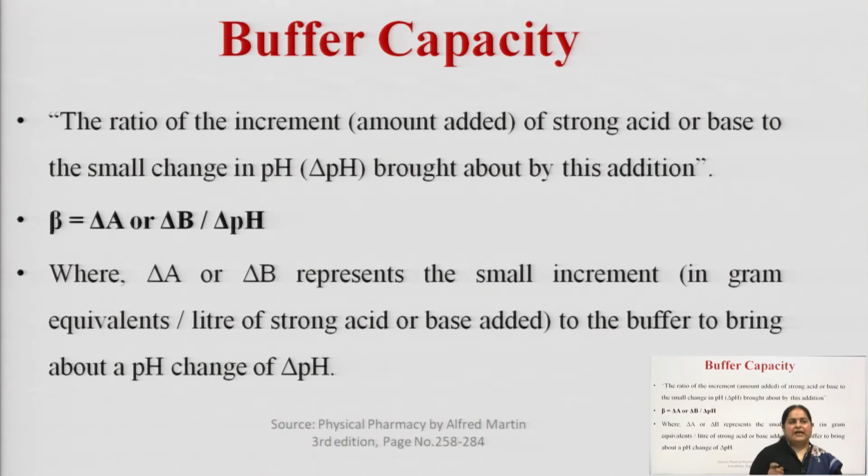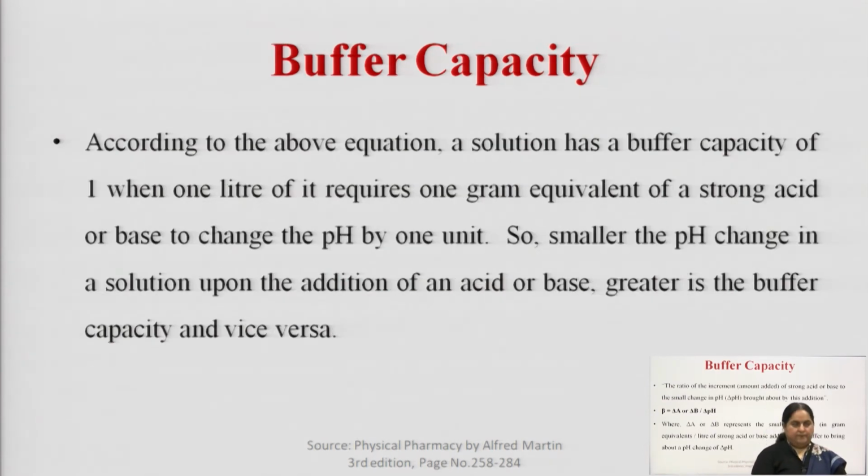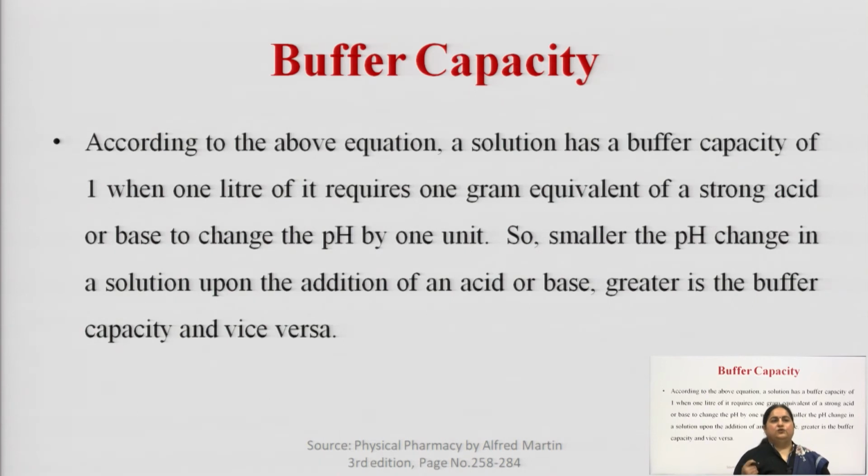So, where delta A or delta B represents the small increment in gram equivalents per liter of strong acid or base added to the buffer to bring about a pH change of delta pH, right. So, buffer capacity is amount of acid or base added divided by the change in the pH brought about by that addition, right. According to the above equation, a solution has a buffer capacity of 1. This is the definition of buffer capacity, right.